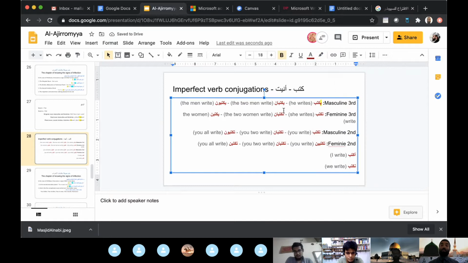If you look at yaktubani, for example, the kataba is still here in the middle. It hasn't gone anywhere. What we have done here is add a ya, which is a sign of mudara'a, and then an alif, which is a pronoun. Now here's the catch. I'm going to see if you guys remember this. What is the noon? Okay, let me give you some help.